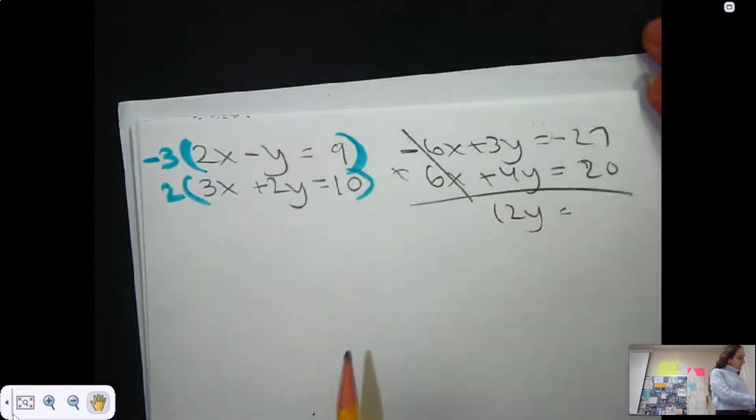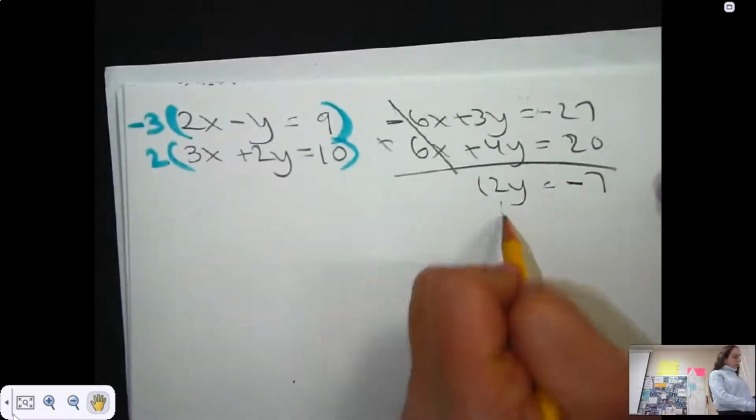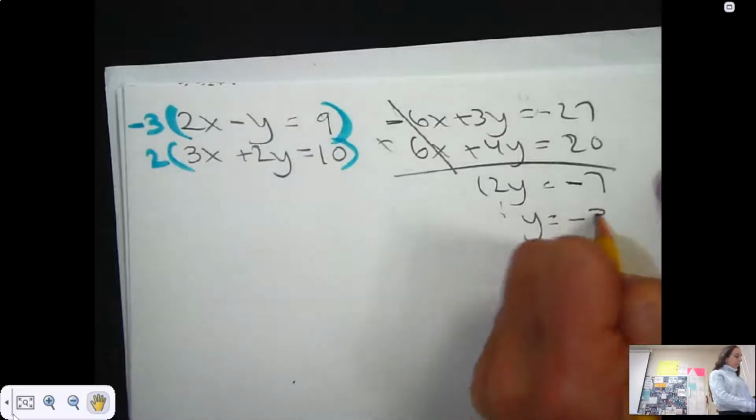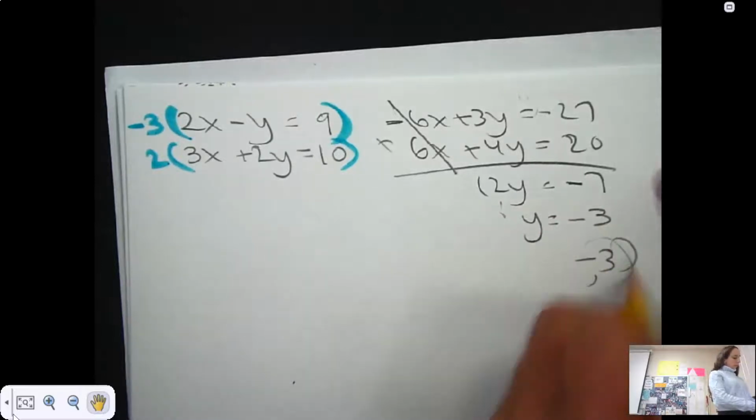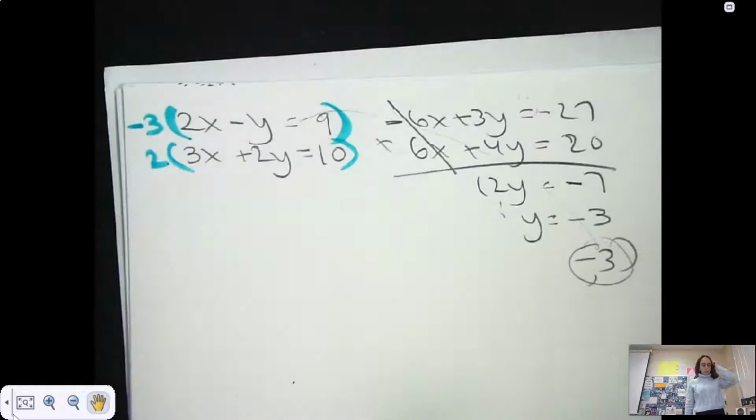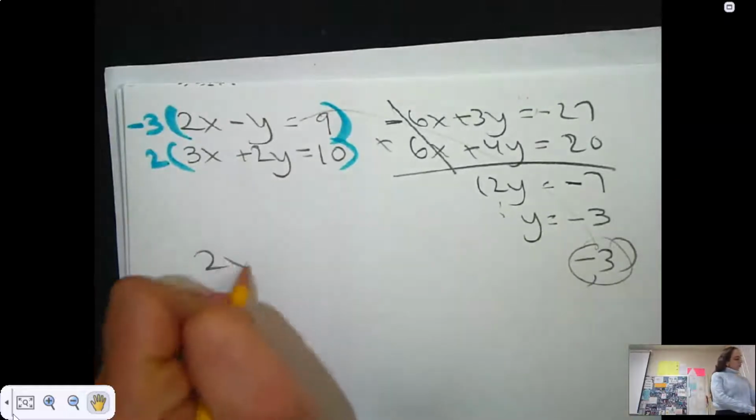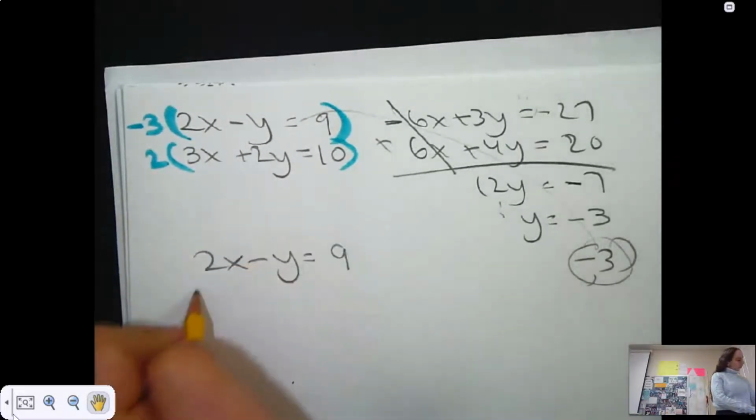I think I did something wrong. Let me see. Whatever. So that I could solve for Y. Y equals, let's just say, negative 3. Then you take negative 3 and plug it back in. Some of you also said, why did you do that? Why didn't you just do this?